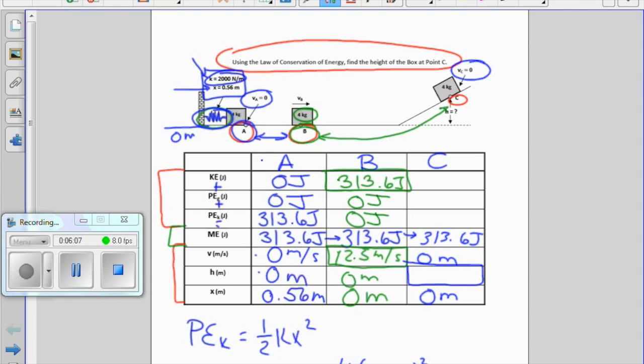If I have no velocity, then I have no kinetic energy, so that's going to be 0 joules. If I have no spring, I have no elastic potential energy, and the only thing I'm left looking for is the gravitational potential energy. Well, 0 plus 0 plus what equals 313.6? You're right, 313.6 joules. Now that I know that, I can solve for the height.